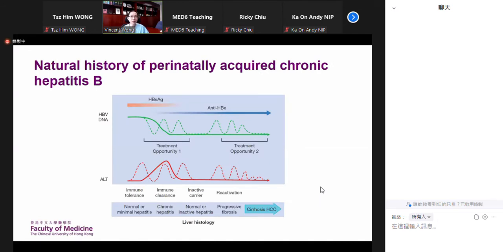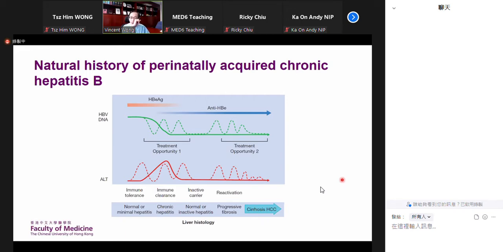This diagram summarizes the natural history of perinatally acquired chronic hepatitis B. Now, mind you, perinatally is a key word. In Hong Kong or in most parts of Asia, we know that most of our patients had perinatally acquired chronic hepatitis B. In contrast, if you work in Western countries, then many of the patients would have adult onset due to horizontal transmission, like sharing of needles or sexual exposure.